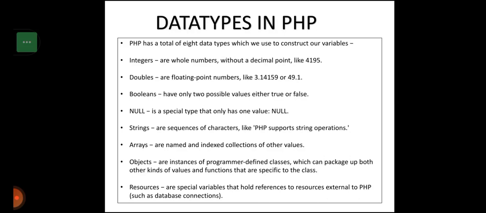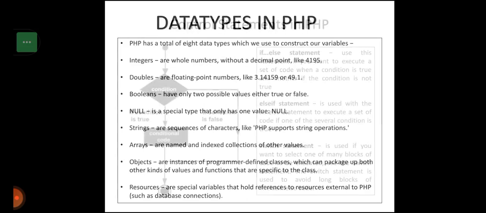Then objects. Objects are instances of the programmer-defined classes which can package up both other kinds of values and functions that are specific to the class. Then resources. Resources are special variables that hold references to resources external to PHP, such as a database connection. These are the different data types we are using in the PHP language.